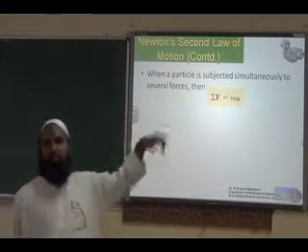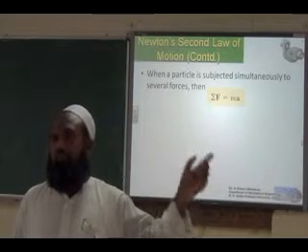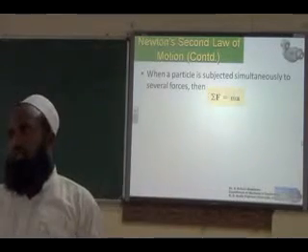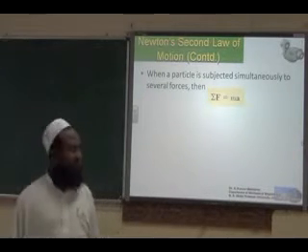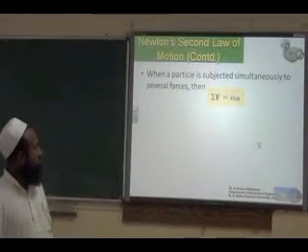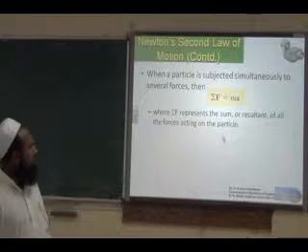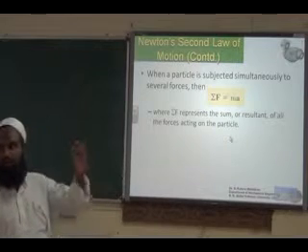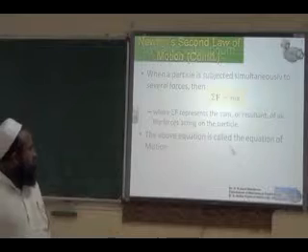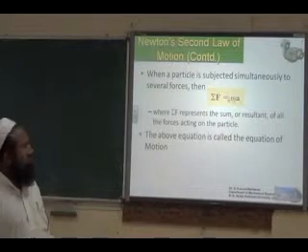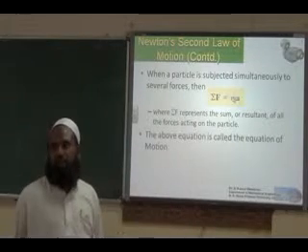Suppose the particle is having many forces, then we can apply sigma F, the sum of all the forces, so the resultant will equal ma: mass times acceleration. Sigma F is the sum of all the forces acting on the particle, and a is the acceleration of the particle. So this equation is called the equation of motion of the particle when it is subjected to many forces.